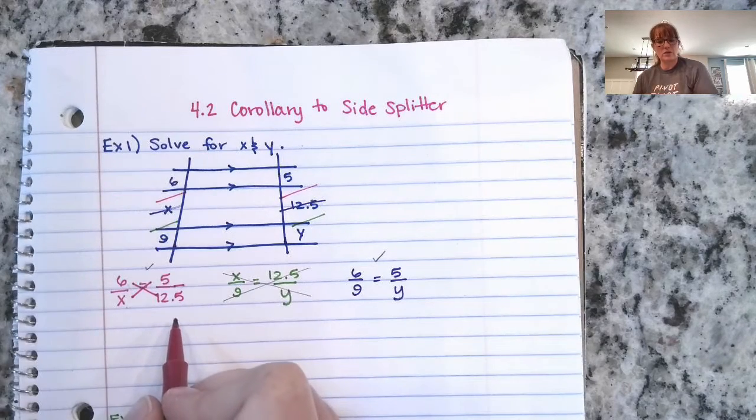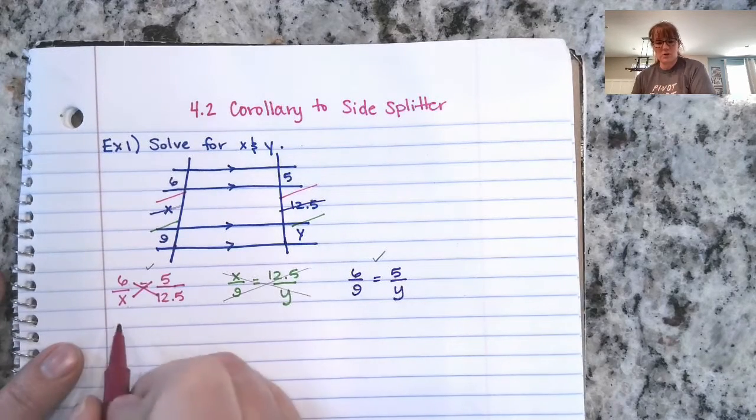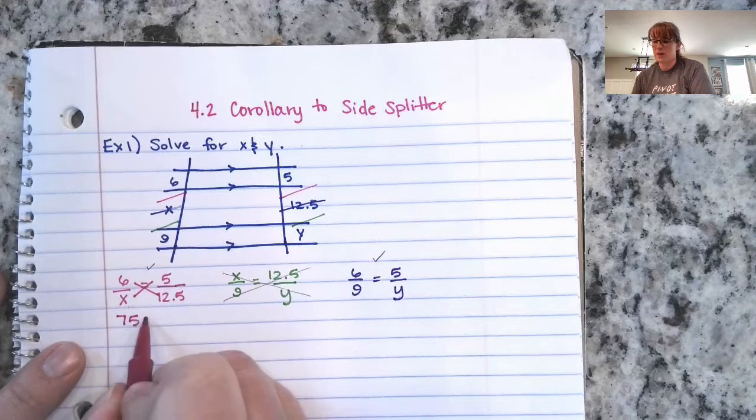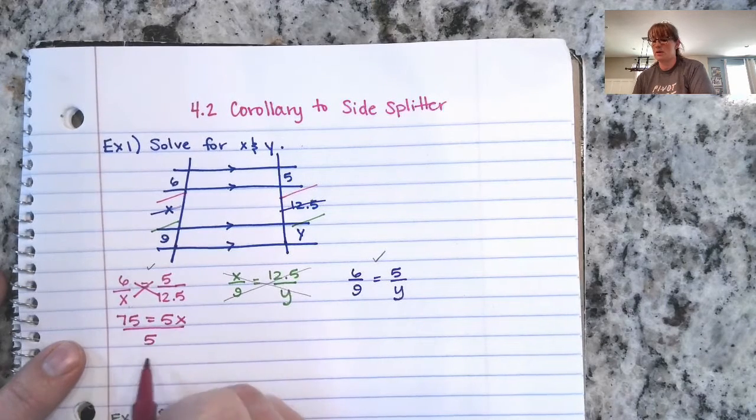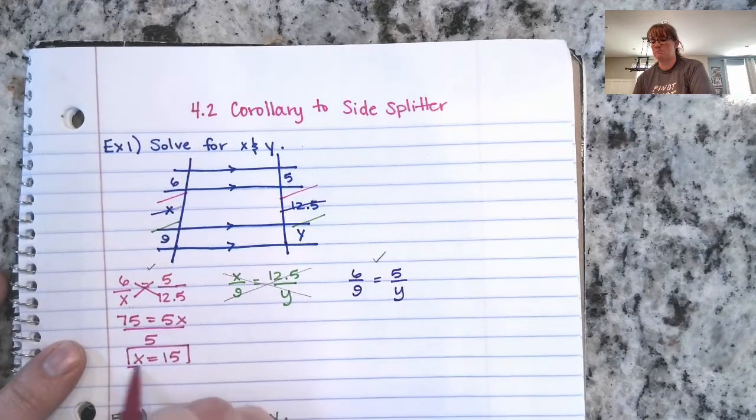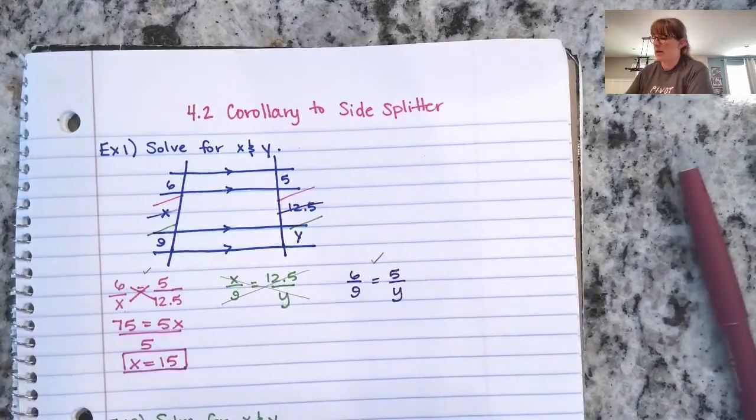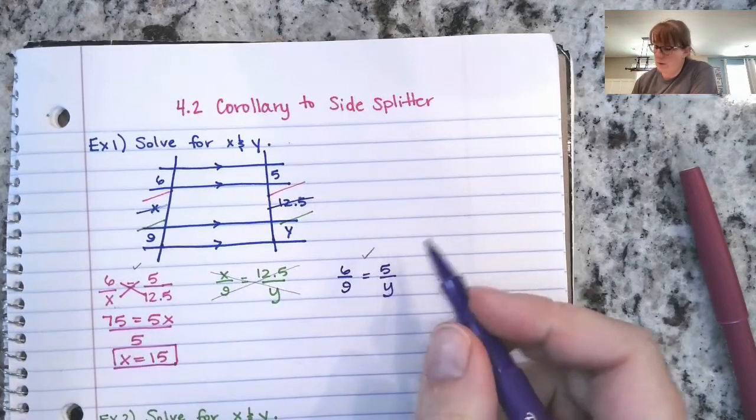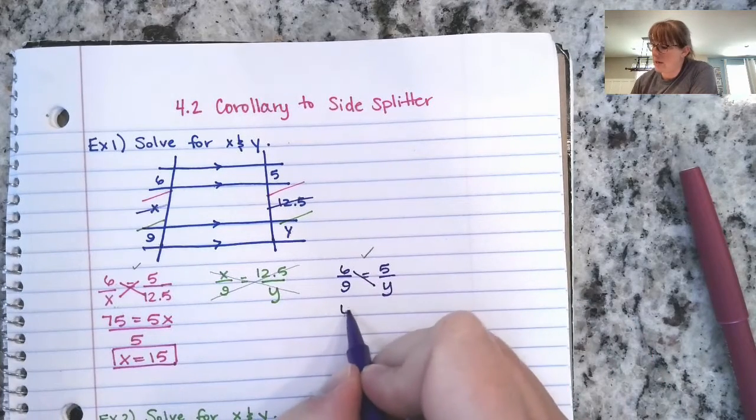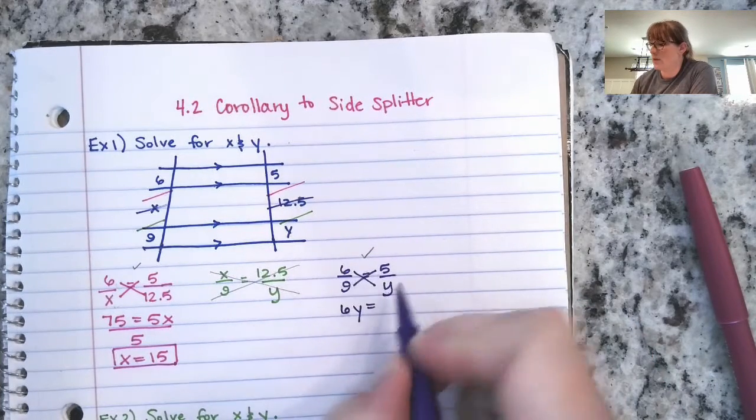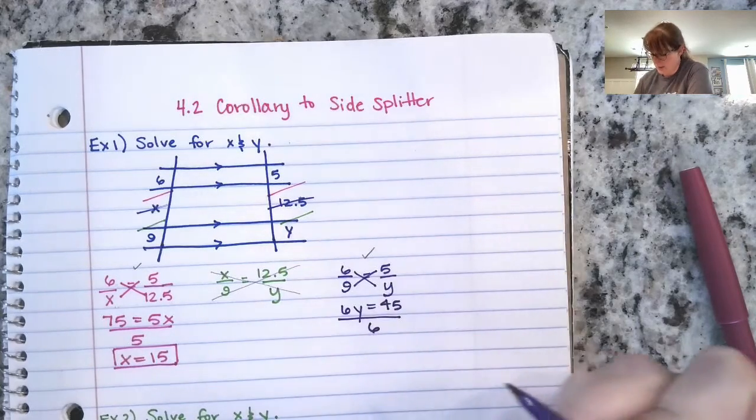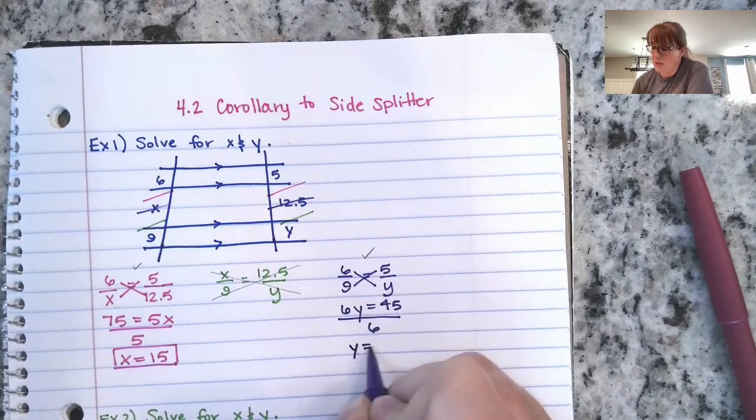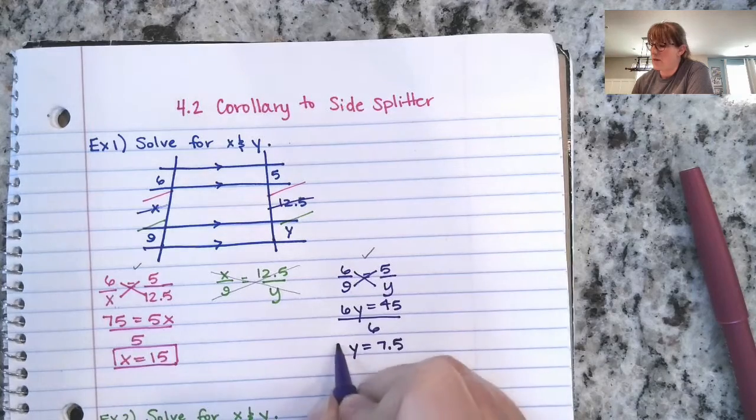All right, so we're gonna go ahead and cross multiply. Fraction equals a fraction means you can cross that. 6 times 12.5 and we get 75. X times 5, 5x. Divide everything by 5 and we get our x answer of 15. All right, and then let's do for y, 6 times y equals 9 times 5 is 45. Divide by 6. Y equals 7.5.